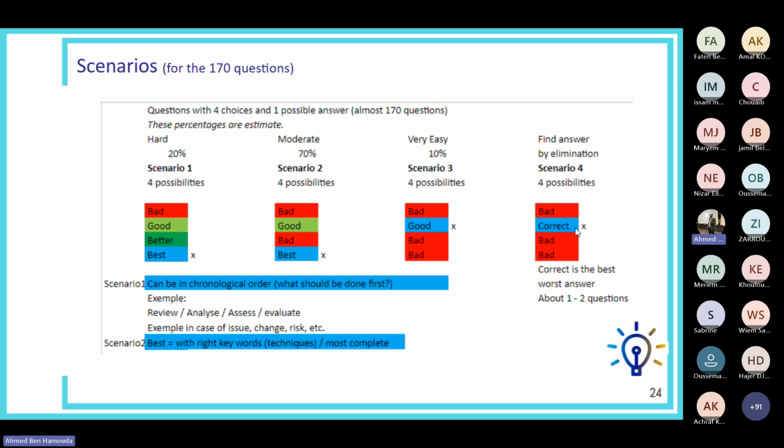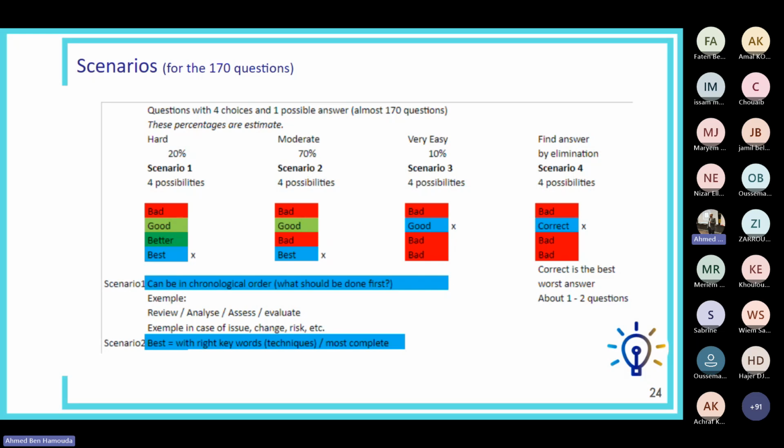Okay, it exists. So sometimes you read a question, you don't like any of the answers. Really, you don't like any of them, but you still need to pick one of them. So definitely, you will pick the best one among those bad answers. Okay, so that's scenario four. And it's not that often. Definitely it's not that often. So these are the four scenarios. Really keep them in mind.